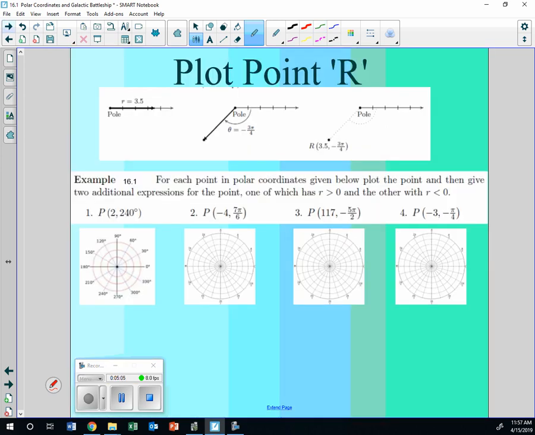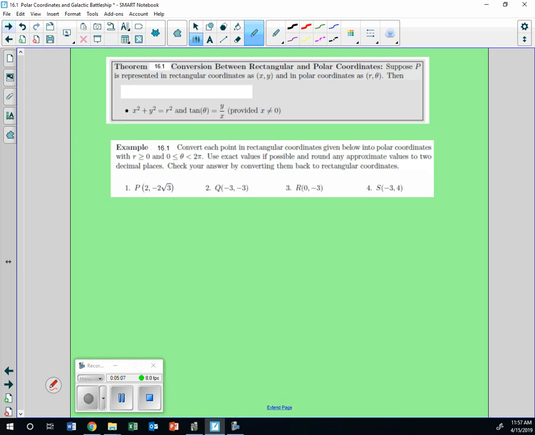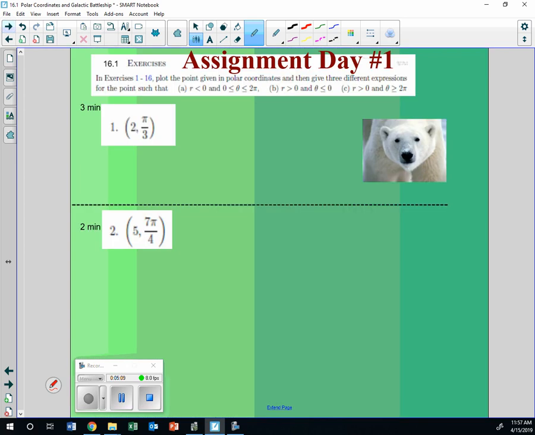That's the section today. If you would, go to assignment day 1. We're going to do a couple of these together, and then I'm going to give you 4 to do for tomorrow. You're simply going to find all 4 ways to draw one polar point. So I'm going to start here, 2 comma pi over 3, and we're going to do 3 other versions of that, which are the exact same.